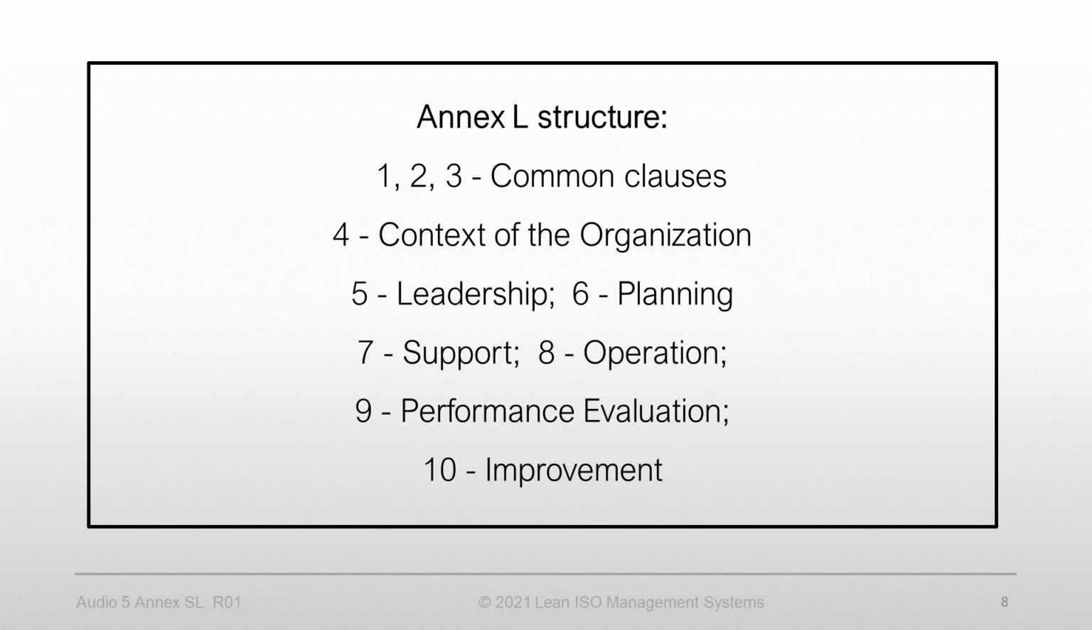The annexes SL and L have been created to introduce identical main text, common terms and definitions, and a typical standard structure. This allowed for streamlined standards, encouraged standardization, and eased the integration of management systems. The new high-level structure of Annex L defines each management standard's specific requirements into 10 sections. Scope, normative references, terms and definitions, context of the organization, leadership, planning, support, operation, performance evaluation, and improvement.